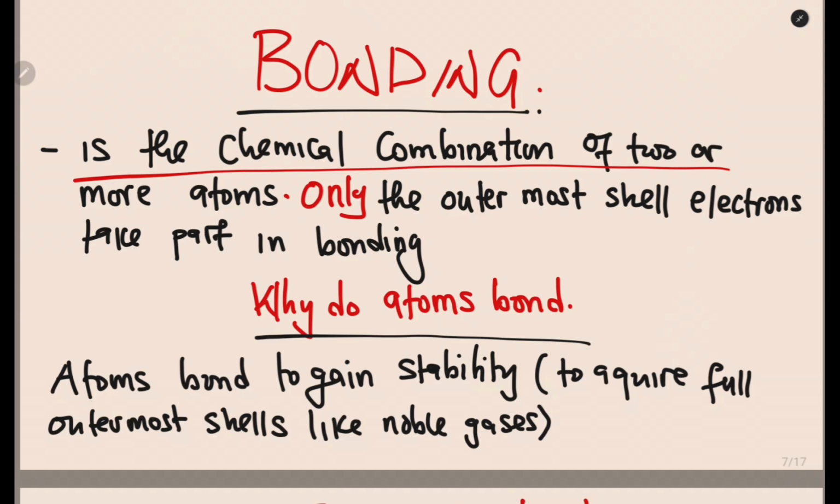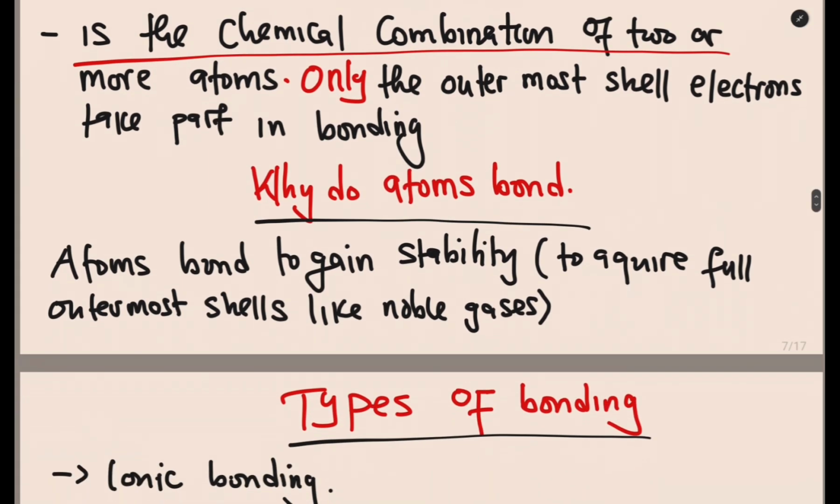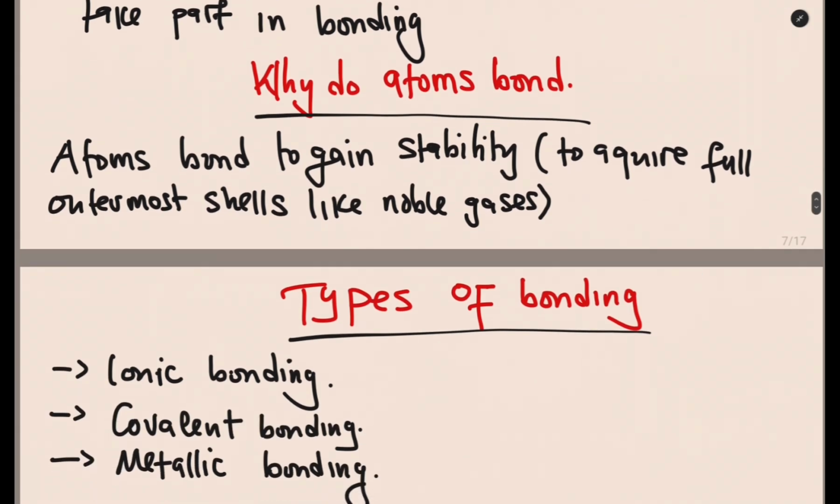Now the question that we should answer is why do atoms form bonds? The simple answer is that they form bonds to gain stability. It is all for stability. They want to be stable. So they can either choose to transfer electrons to other atoms or share. And this brings us to the types of bonding. Atoms form bonds to gain stability or to acquire the stable state.